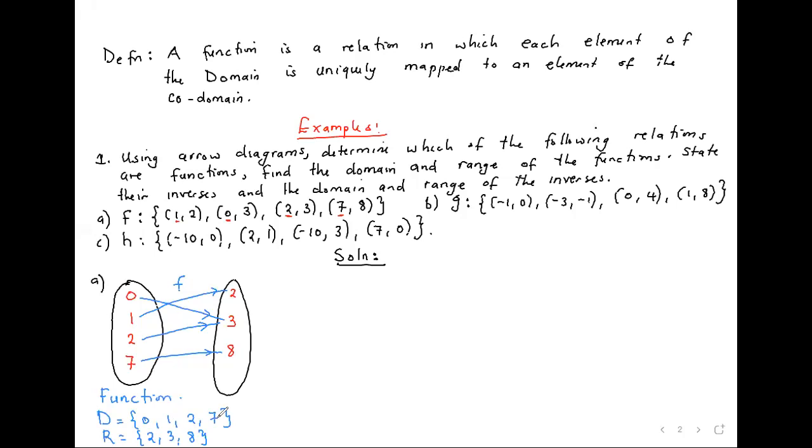State the inverse. So f inverse is equal to, for the inverse, you just switch. What was the y coordinate, you make it an x coordinate. An x coordinate, you make it a y coordinate. 3, 0; 3, 2; and then 8, 7.